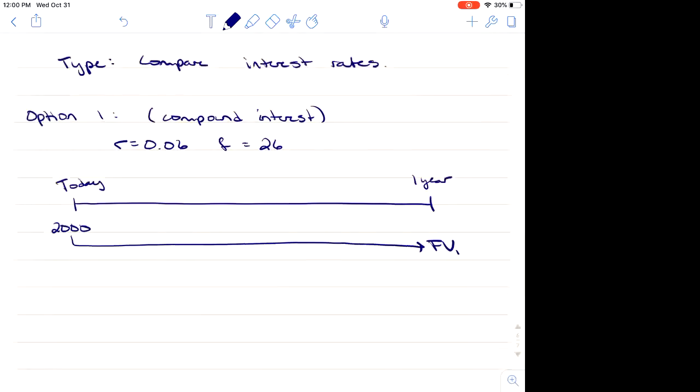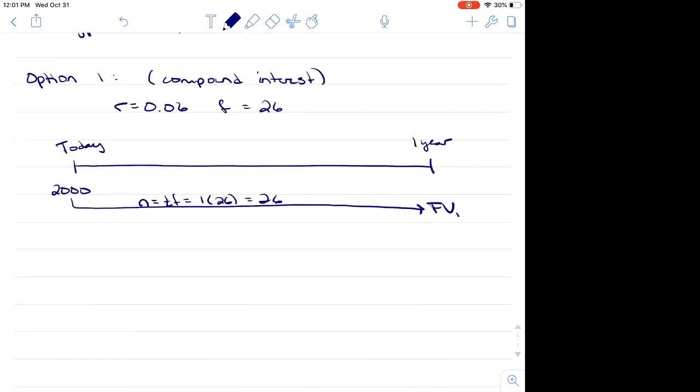This is compound interest, right? So we have to put our N on our arrow. N is time times the frequency. The time for this one is 1 year, right? 1 times the frequency of 26. So we've got 26 compoundings. For compound interest, I have to find I. I is R over F, which is 0.06 divided by 26. That's 0.00230769. I'm going to store this in 1.